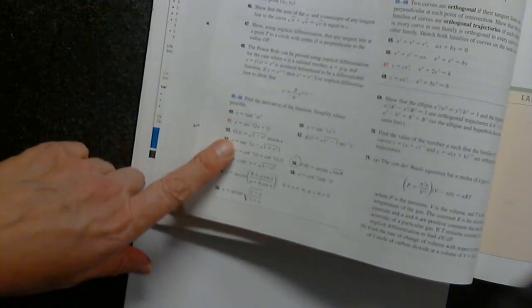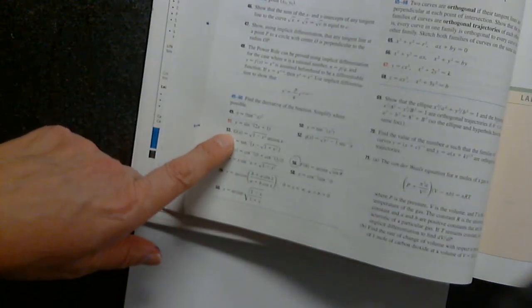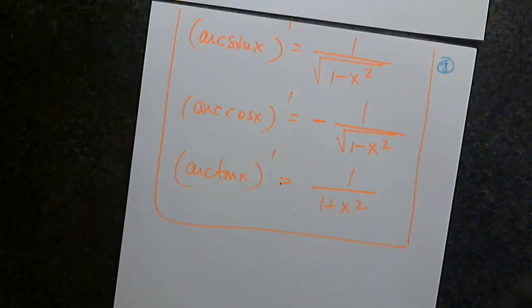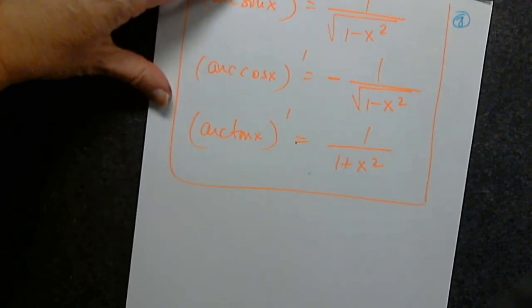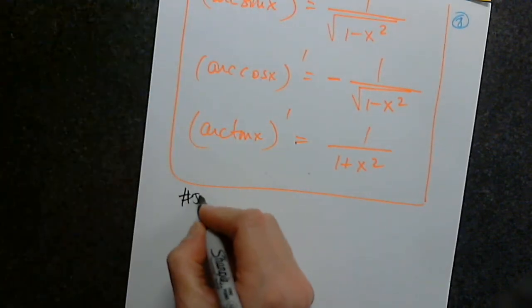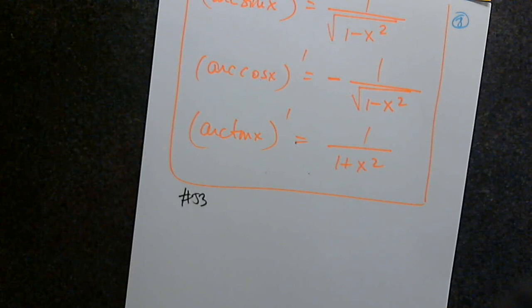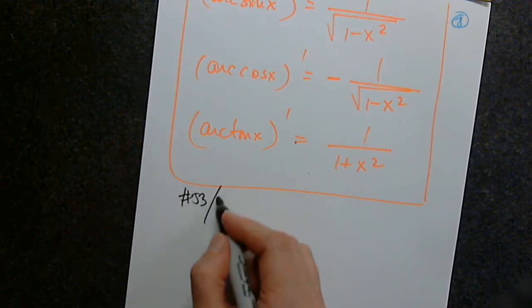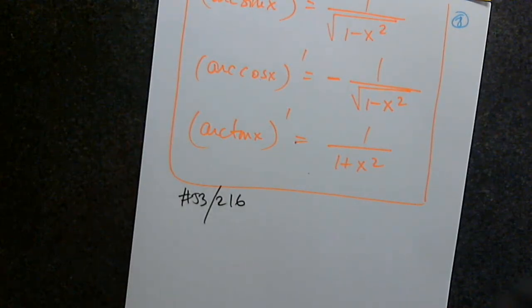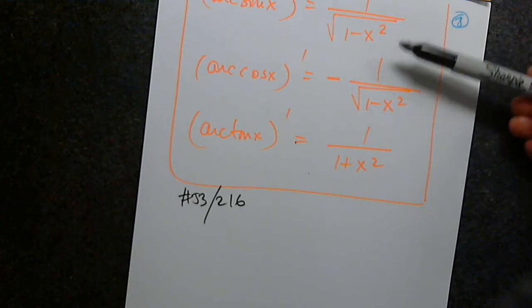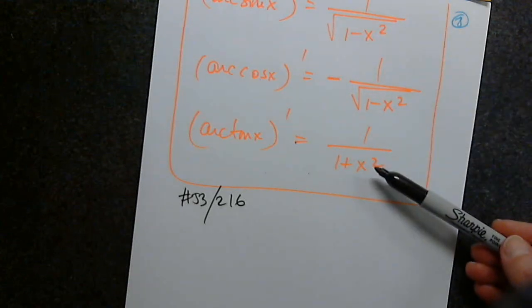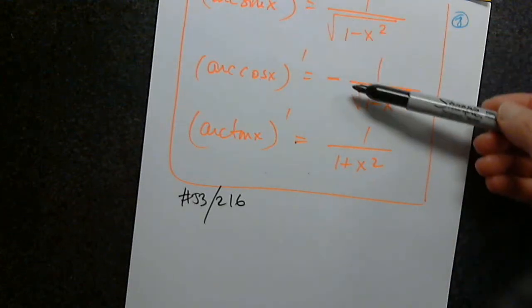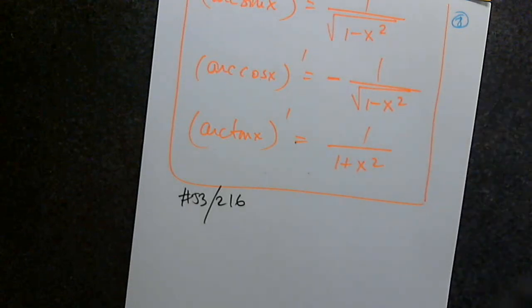Okay, 1, 2. I'm going to start with 53, and then you have your second chance in a minute. 53. Page 216. You understand that this is really not that big of a deal, right? One is positive and one is negative, identical. And this is the square root, and this is 1 over 1 plus x squared.